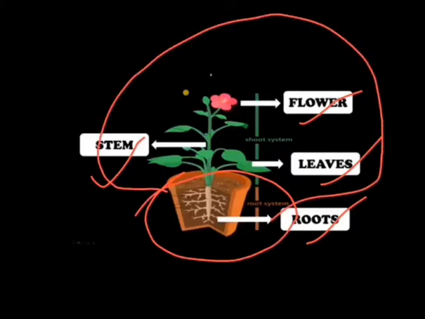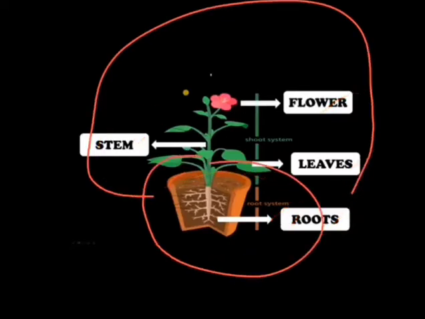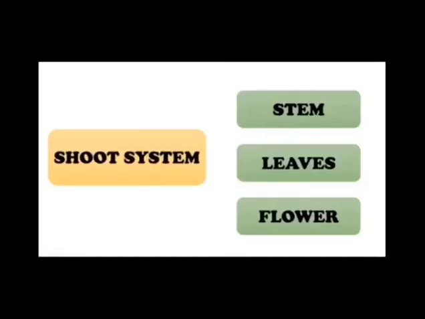Okay, so first of all we will discuss the shoot system, and after that we will discuss the root system. This is a shoot system. The shoot system has different parts like stem, leaves, flowers, fruits and buds. First of all we will discuss the stem. After that we will discuss leaves, and at last we will discuss the flower, right?